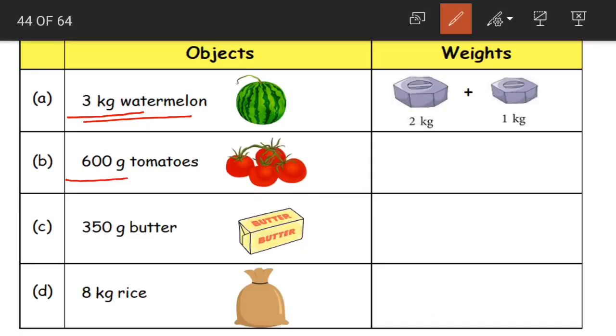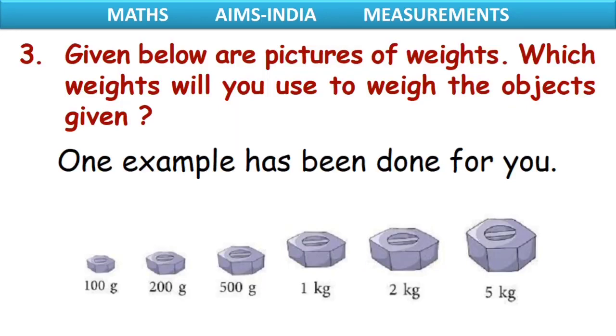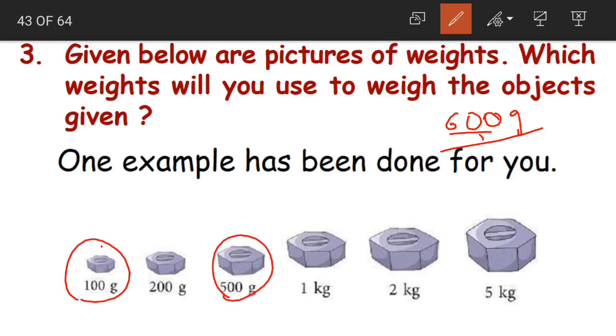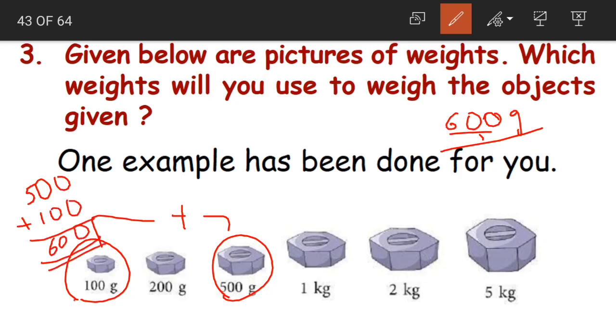Understood? Now coming to question 2, 600 grams of tomatoes. What do we have to measure? We have to measure 600 grams of tomatoes. Now again, we do not have any weight that says 600 grams. Yes, but we have 500 grams and 100 gram. When we add these two together, 500 plus 100, the total weight becomes 600 grams. So to measure 600 grams of tomatoes, we need 100 gram and a 500 gram.